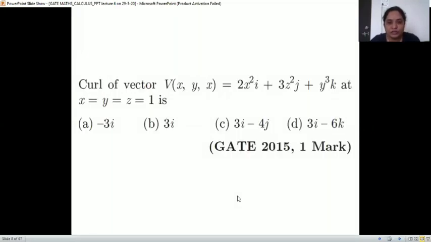Okay, the curl of a vector v of x, y, z is there. V of x, y, z is 2x square i bar plus 3z square j bar plus y cube k bar, at x, y, z all are 1. So can you find out curl? I'll tell you the definition. Definition is you have to write mod, then first row is i bar, j bar, k bar, then second is dou by dou x, dou by dou y, dou by dou z, and third is the component, that is 2x square, 3z square and y cube. Chalo, find that determinant and tell me the answer.